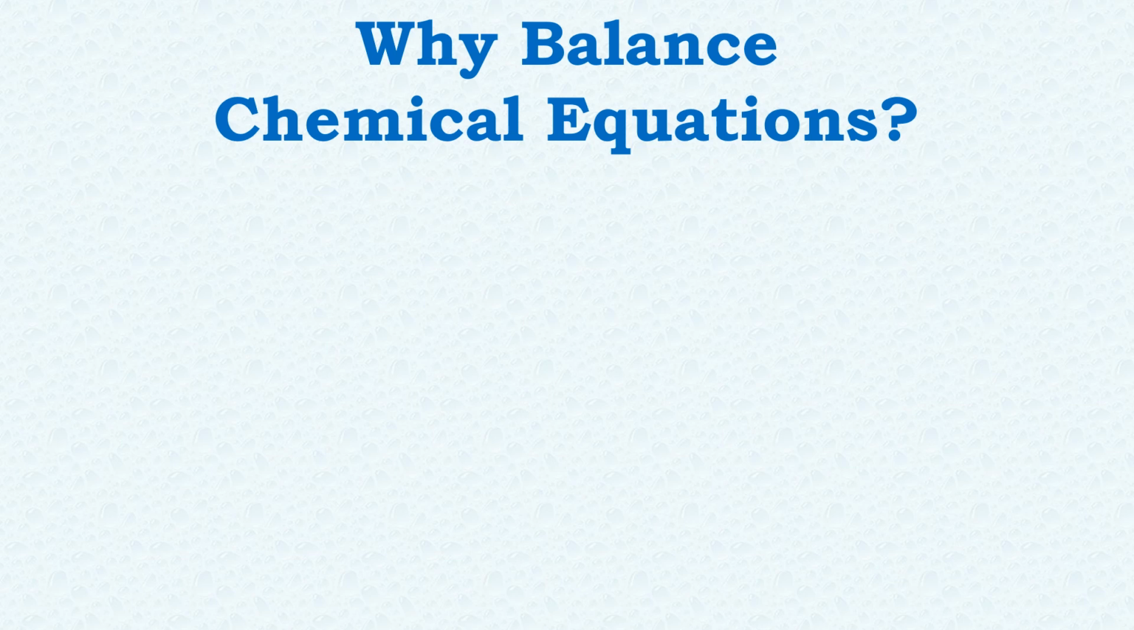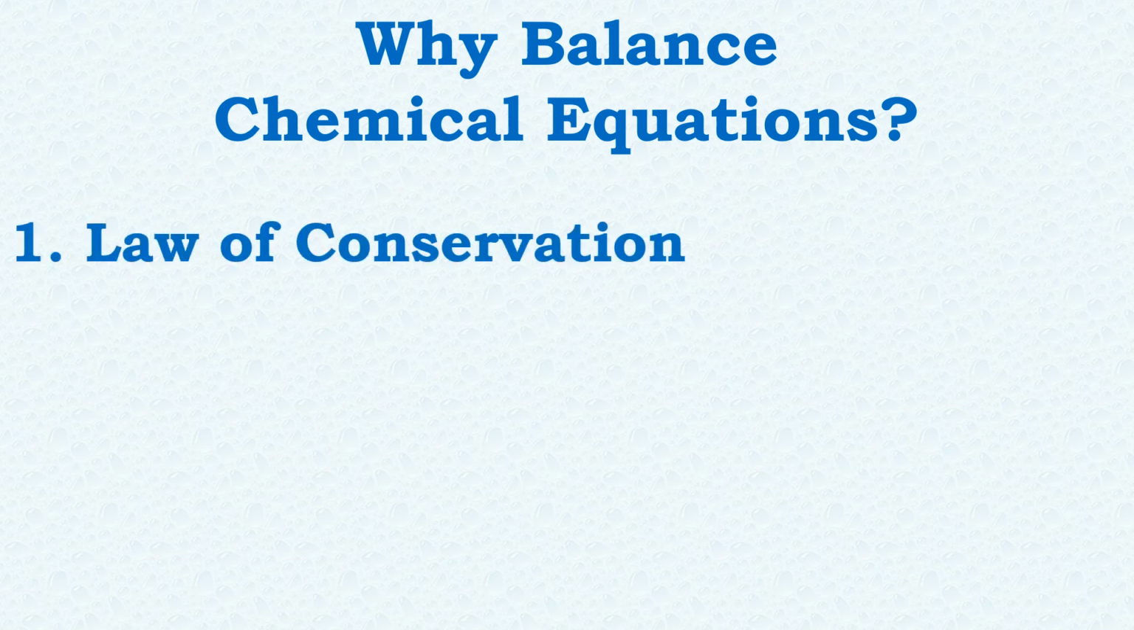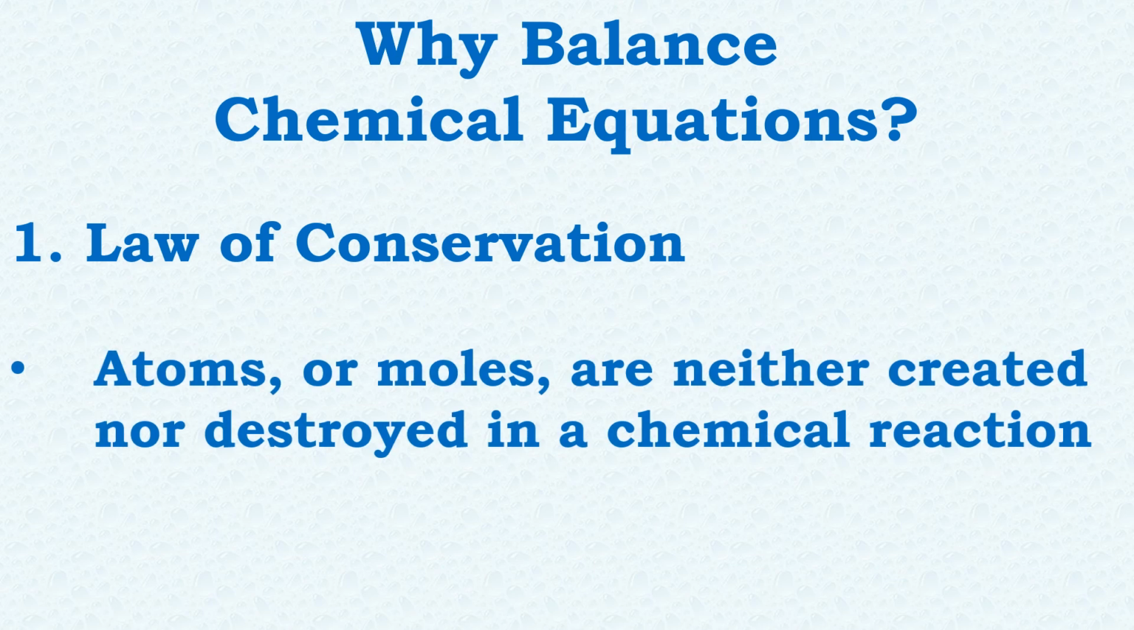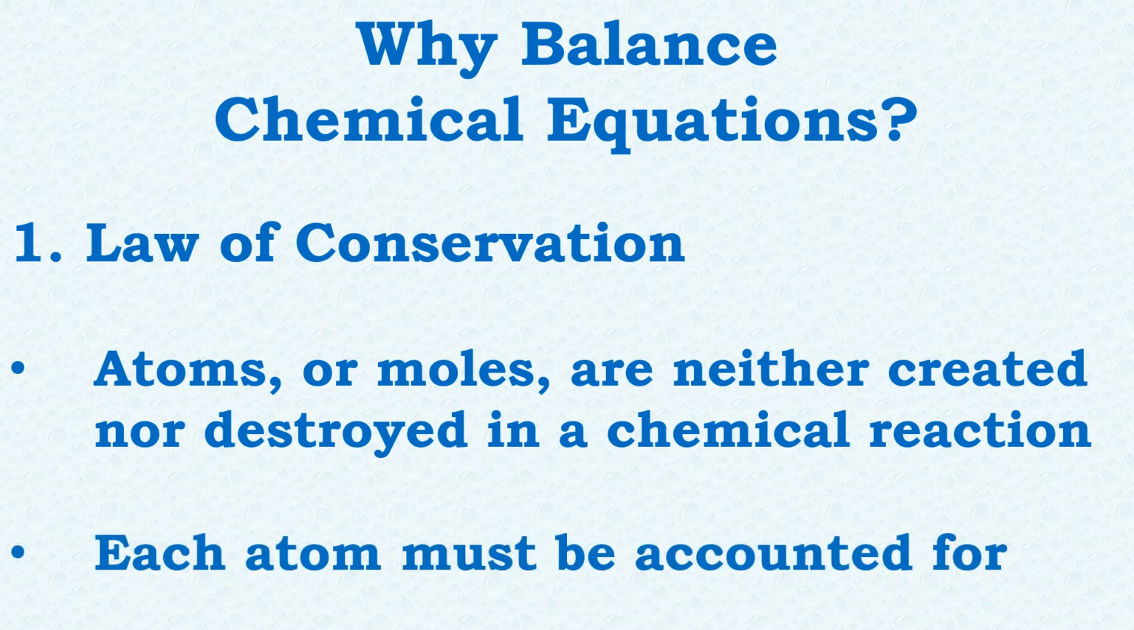Let's understand why we must balance chemical equations. There are two main reasons. First, the law of conservation. Atoms or moles are neither created nor destroyed in a chemical reaction. Atoms are only rearranged. Therefore, each atom must be accounted for during a chemical reaction.